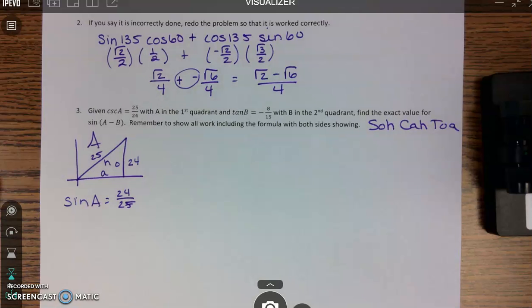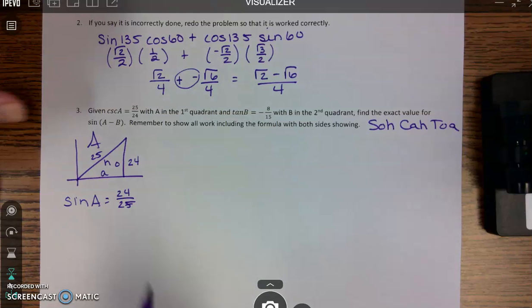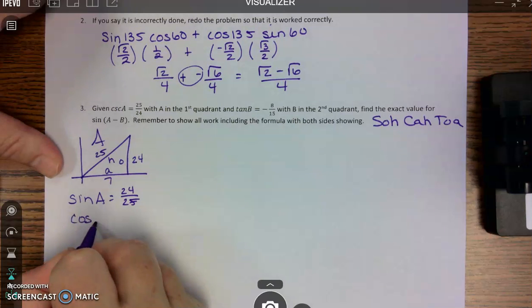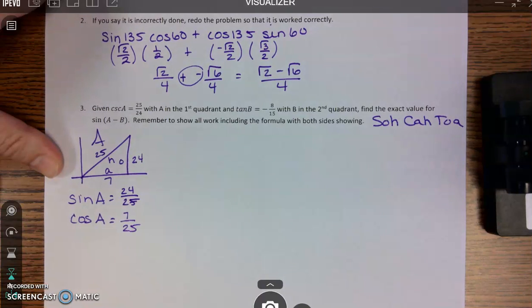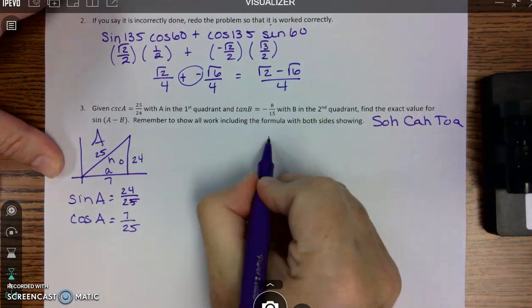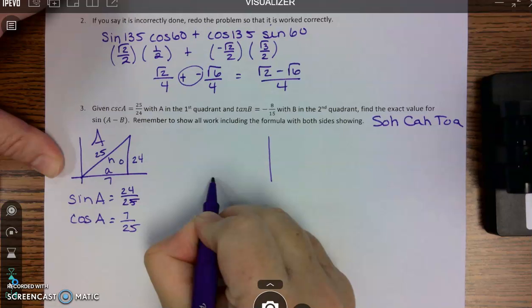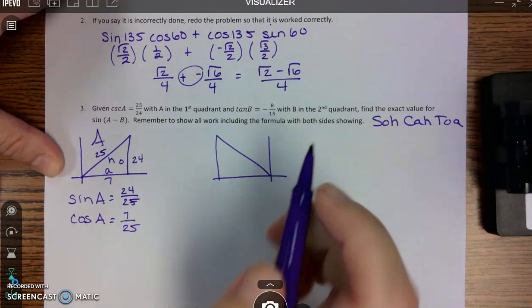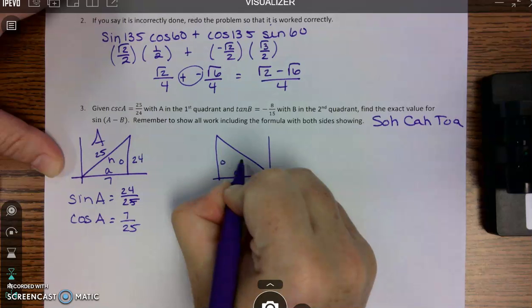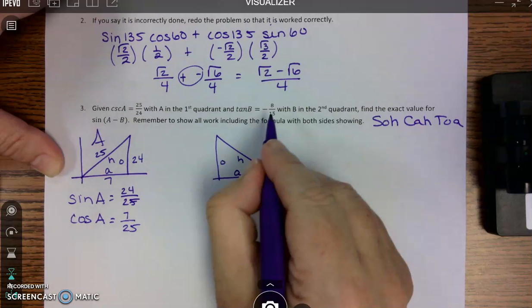Okay. Now, I believe the answer is 7. Thinking of my triples, and yes. So then cosine of A is 7 over 25. We're going to repeat this over here for the other triangle. So A, O, H, and it did say quadrant 2.